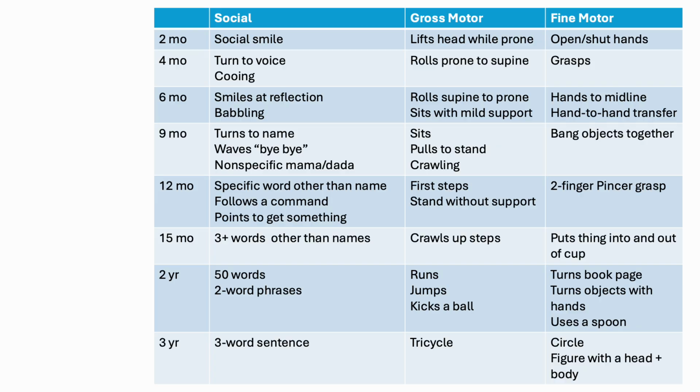Since autism is a neurodevelopmental process, it's important to familiarize yourself with typical developmental milestones so that you can identify when a child may be experiencing a deviation or regression from their baseline. This chart is adapted from the American Academy of Pediatrics Brighter Futures website.